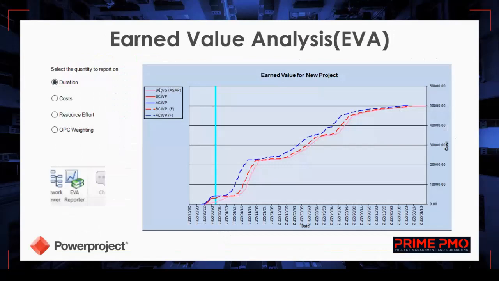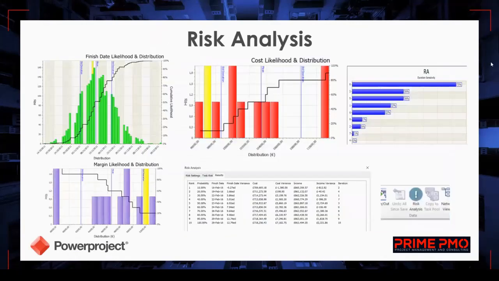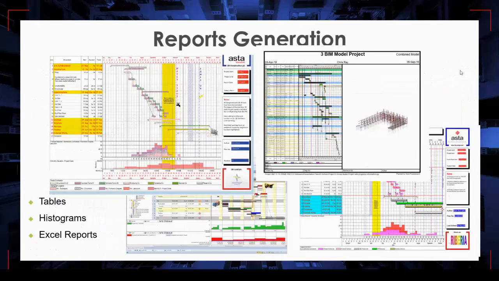For the earned value analysis, we can have duration-based, cost-based, resource, or overall percentage weightings. We can use it to compare our budgeted units to actual units. For risk analysis, we can perform quantitative risk analysis to determine the project's duration likelihoods, cost sensitivities, and what the margin will be. Also, with the tornado graph, we can determine the most critical activities that are affecting risk events.